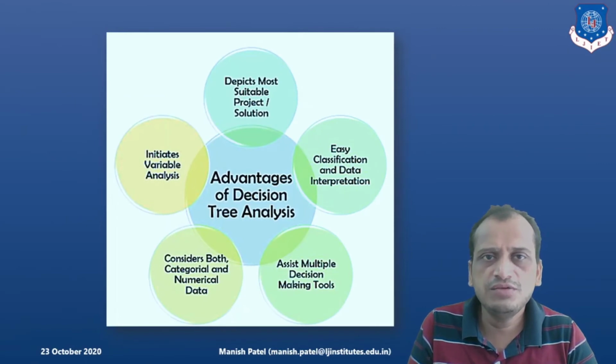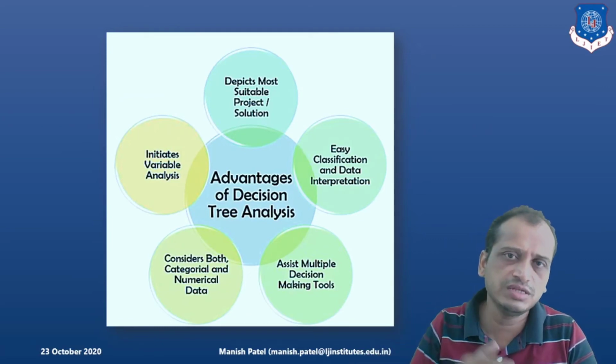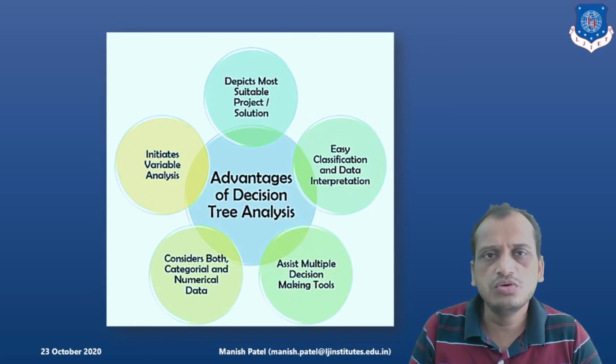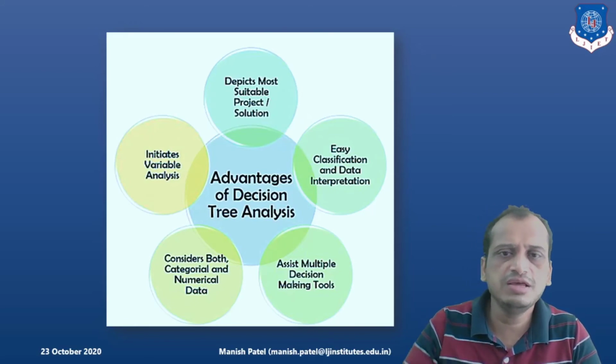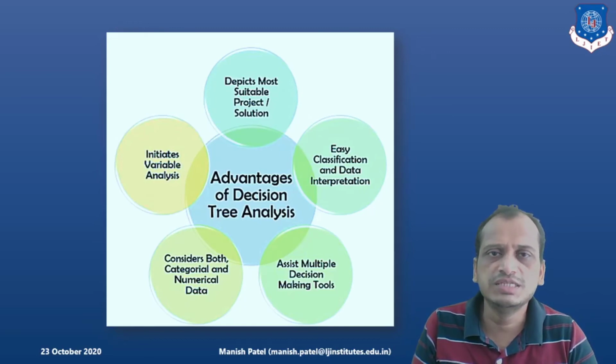Now, what are the advantages if we are employing decision tree analysis? The first and foremost is suitable project solutions. If you want to depict something graphically, or pictorially, it can easily be depicted with the help of decision tree analysis. You can classify the data based on categories, right? If you have multiple decision tools and it is not complex, then you can easily solve it with the help of a decision tree. Again, categorical and numerical data can both be easily catered to with a decision tree. And finally, variable analysis can be easily done. All the data variables which we have included can easily get a solution with the help of decision tree analysis.